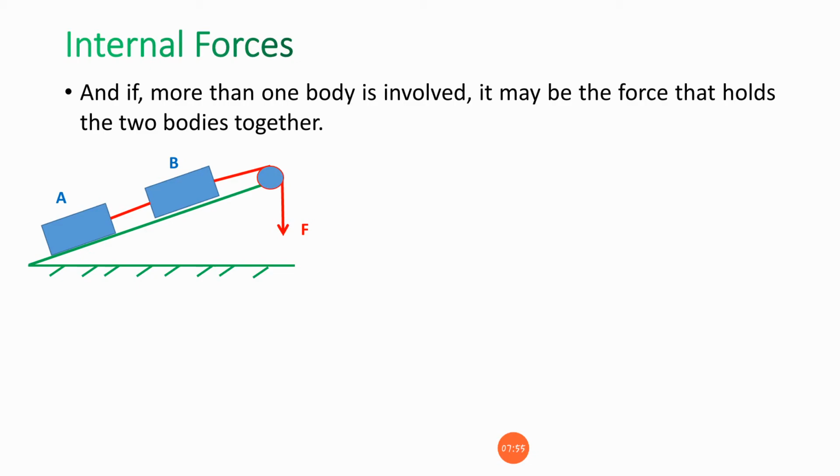So here I have taken an inclined plane, shown in green color. At the same time I have taken two masses A and B, and A and B are connected with a string, and from B to the pulley a force F is applied towards the right side in the downward direction. So what will happen in this case? Which force is holding these two bodies together? That is going to be the string AB.